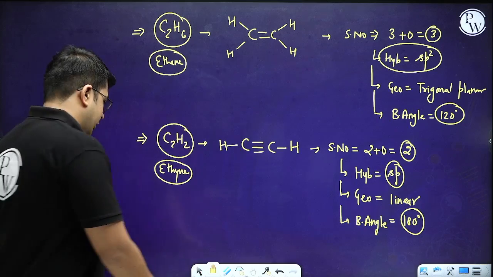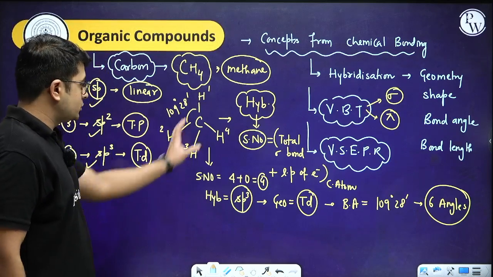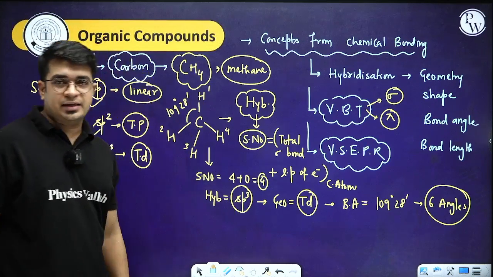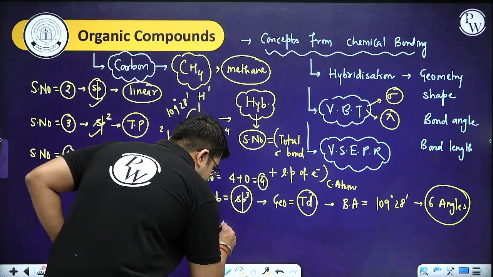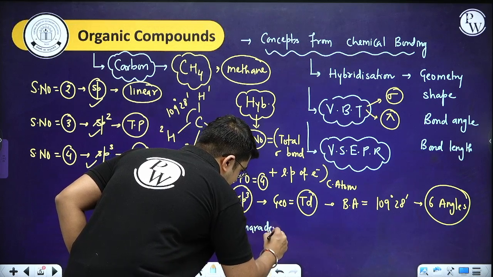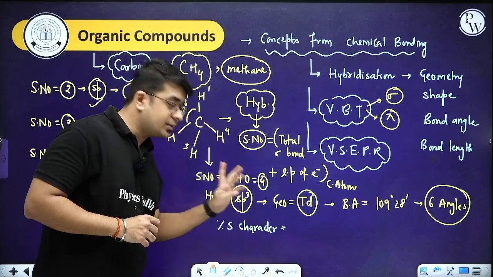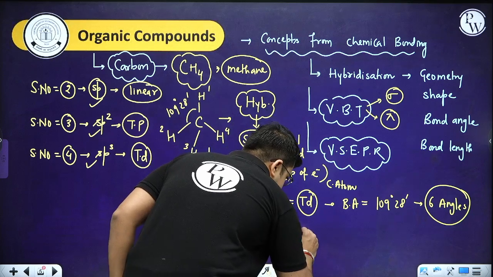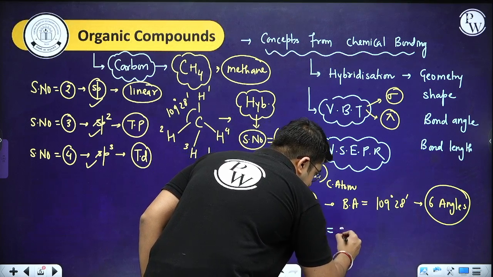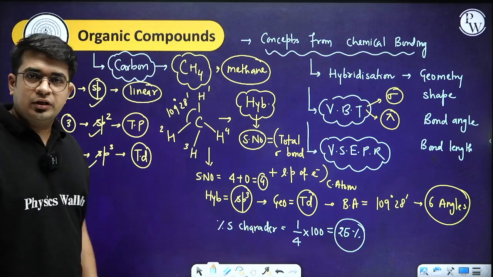Now, one thing which I want to mention in this particular case is the first part. Just look at this structure. The hybridization comes out as sp3. Can you calculate the percentage s character? Yes, very easily. We have only 1s and total 4 orbitals are there, 1s and 3p. So 1s out of total 4 orbitals multiplied by 100, that will be 25% only.